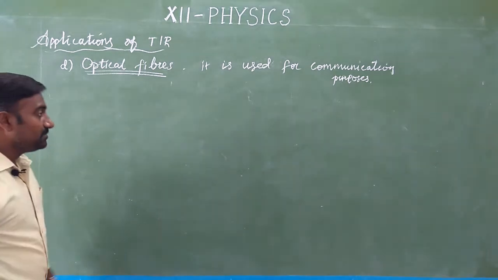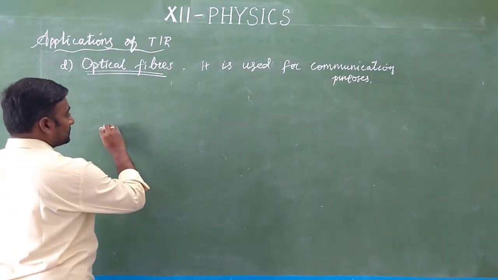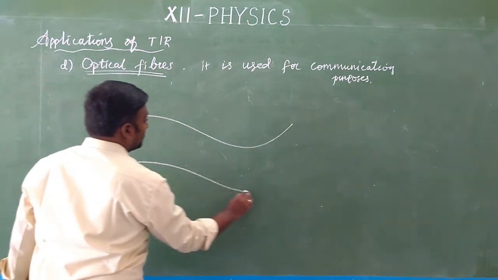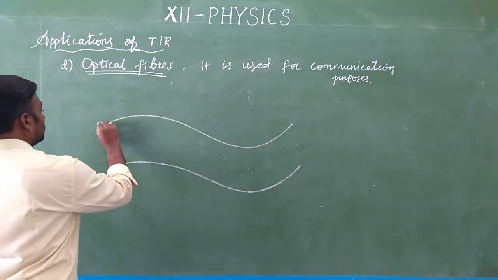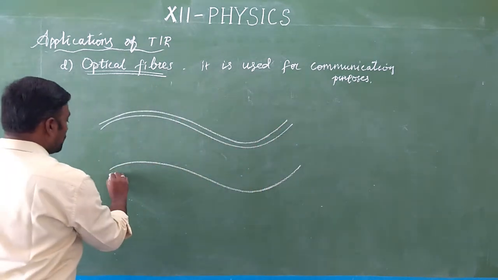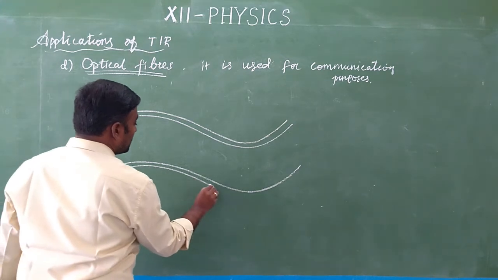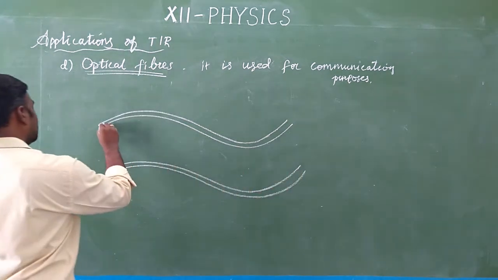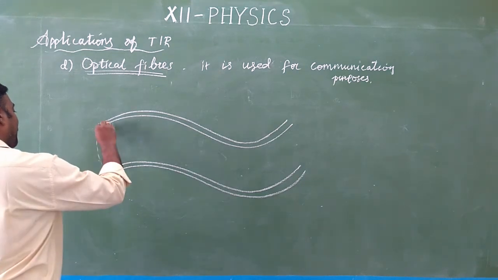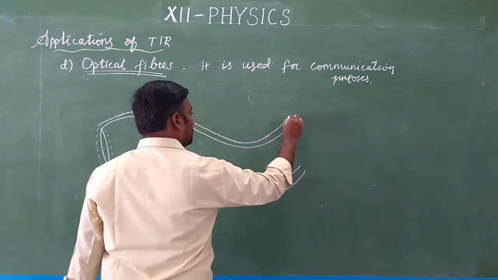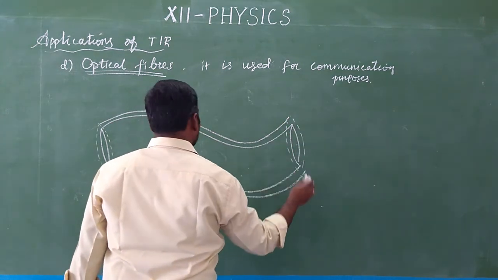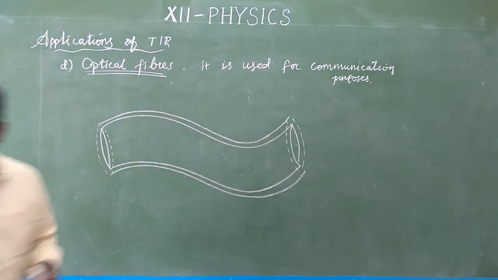So the optical fiber looks like this. This is the outer covering, which is called cladding. The outer covering of the optical fiber is called cladding. We'll differentiate with different colors.